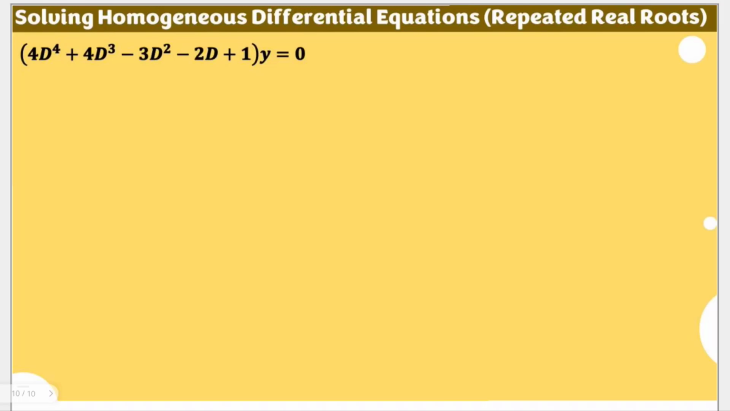Let's continue solving homogeneous differential equations. As mentioned here, our roots are actually repeated and real, and we are going to verify that with a certain process later. At the same time, it is very important to note that if ever our roots are real and some of them are repeated, we will be using different types of general solution.